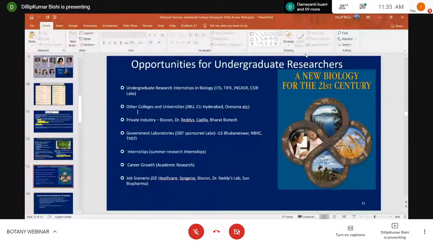From these colleges and universities like JNU, Central University Hyderabad, Osmania University, they have been taking students. Importantly, private industries also take students. For example, Dr. Reddy's Pharma activities, they can do the research work or their dissertation, and once they complete the course, they can get absorbed also, with some kind of training or some kind of junior position.